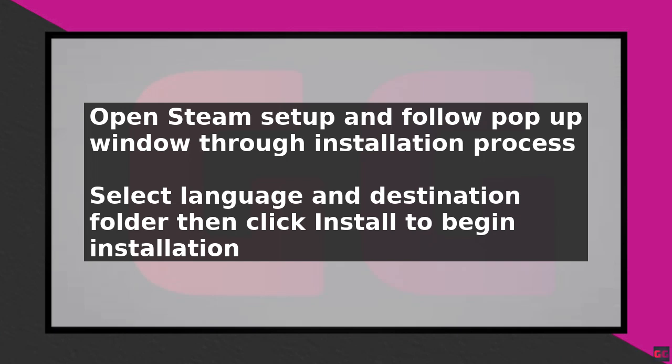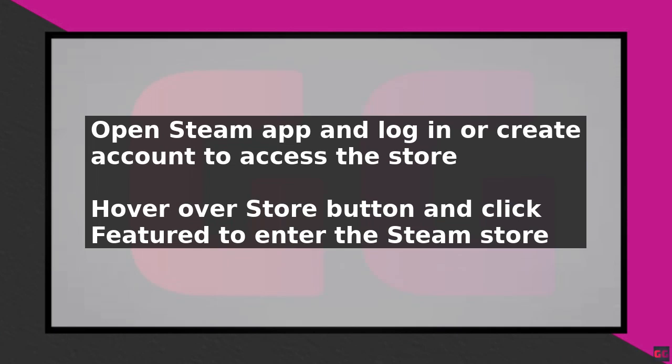Once Steam is installed, the app is opened, and the user is prompted to either log in or create an account. If an account is created, the user follows the on-screen instructions and then logs in to access the Steam app. If the exact screen is not visible, the user hovers over the Store button and clicks on Featured to enter the Steam store. In the Steam store, the user searches for the game Tiny Glade in the search box and clicks on the game to access its page.